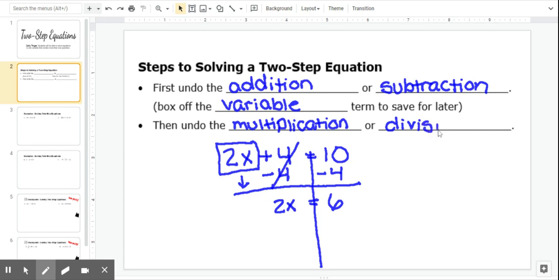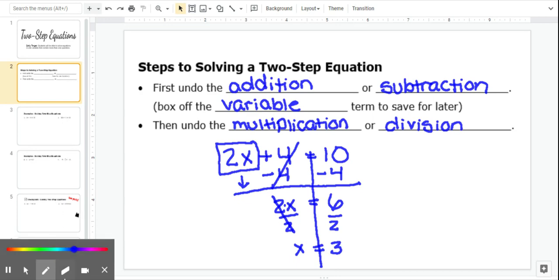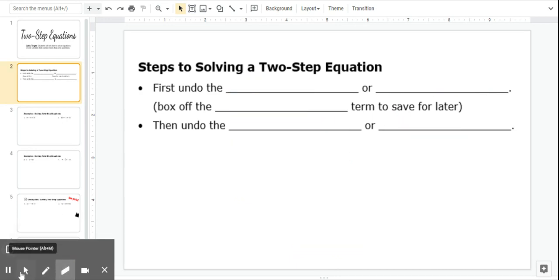So in my example problem, I have this 2x. Remember we talked about a lot last year. Anytime you have a number and then a variable, it's implied that there's some secret multiplication going on here. So to undo that multiplication, I need to divide. So I underline both sides and divide by 2. That'll let these guys cancel. So I bring down the x is equal to 6 divided by 2 just gives me 3. So those are your steps to solving a two-step equation with a little visual to kind of help you remember. So let's go through some more examples.